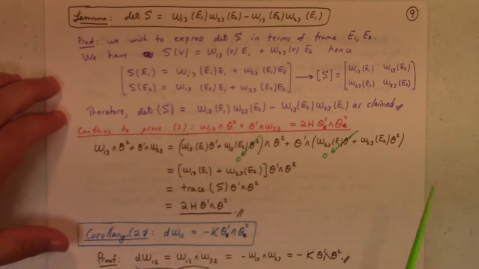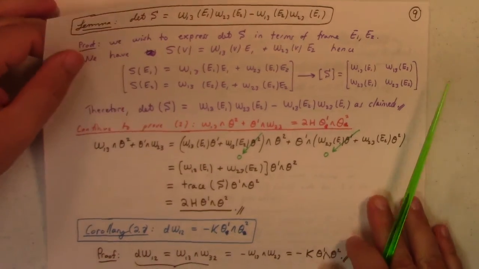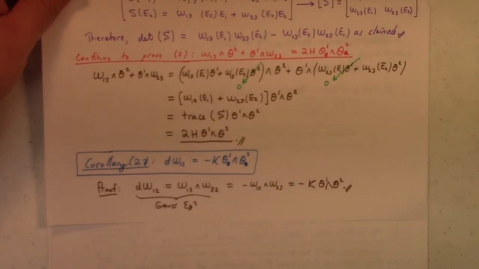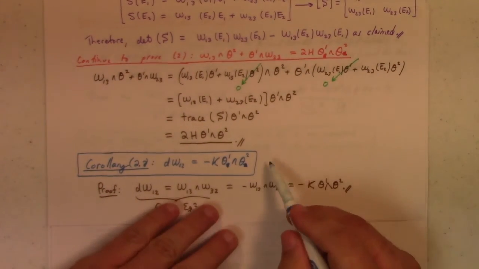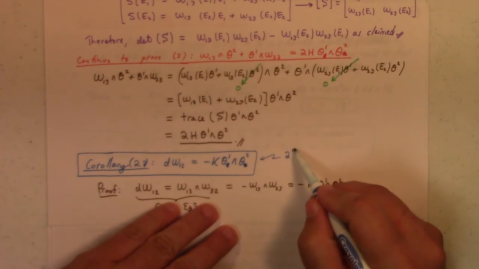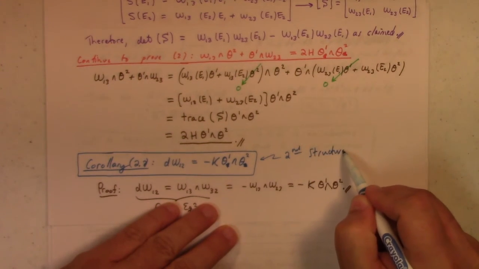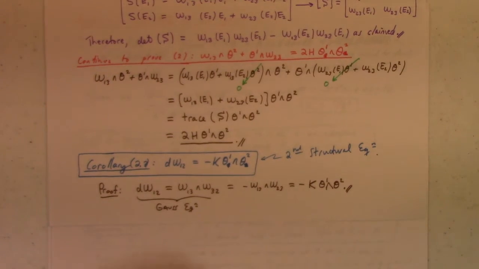Corollary, which is a very important corollary. I think this is called Gauss's, what is this? Oh yeah, he calls it the second structural equation. All right, probably warrants a label here. I need to get some white out, oh well. Second structural equation, all right, that's its name.